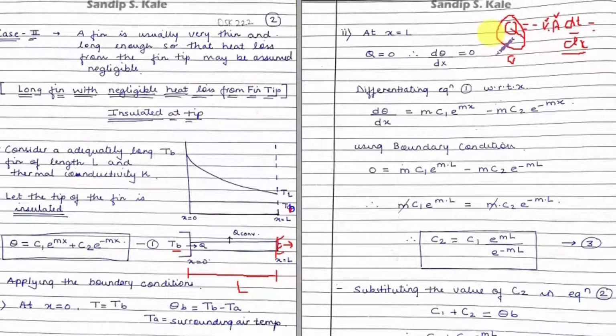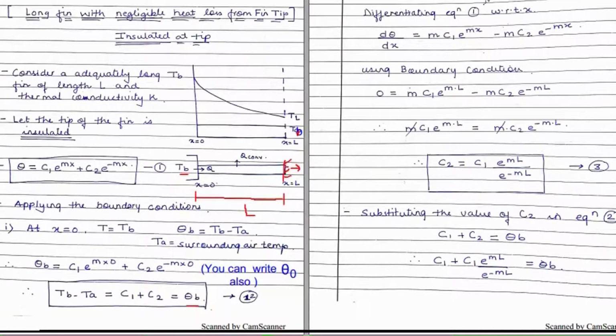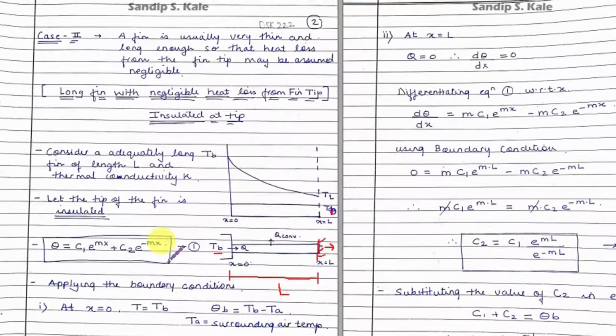The rest of the derivation is just simple mathematical substitution. The derivation is a little bit lengthy, so just pay attention to it. I hope how this has come is clear to you. Now we will differentiate this equation number 1 with respect to x, because we are supposed to find the value of d theta by dx.